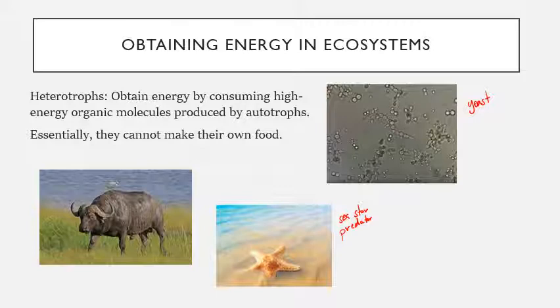And we also can see here we have a buffalo and a bird on top of it. So all sorts of shapes and sizes, but the one thing that they all have in common is that they cannot make their own food. We're going to go outside and maybe make some vitamin D. We're not going to be making our own food.